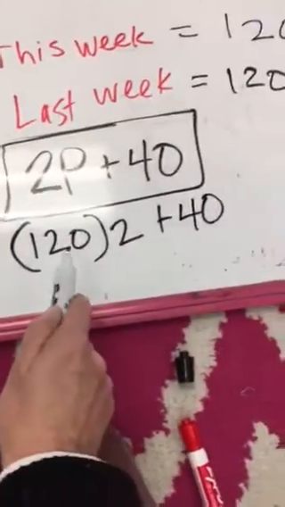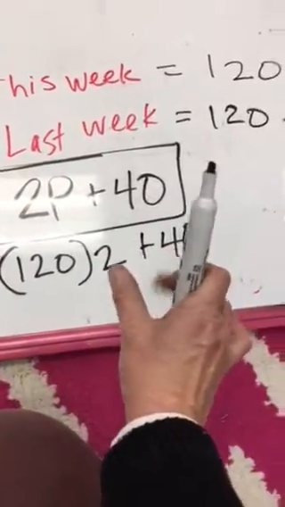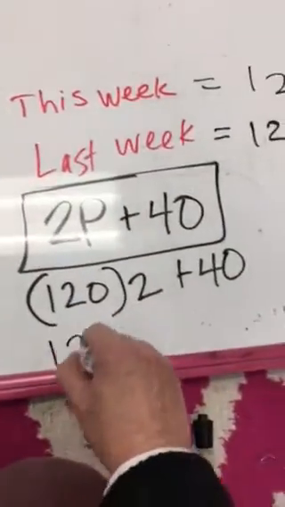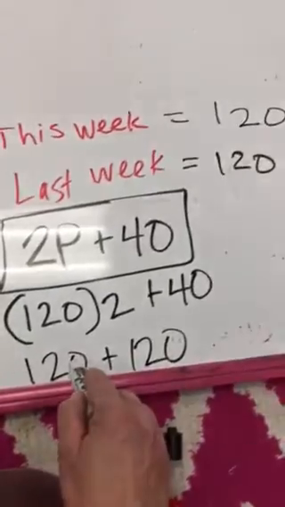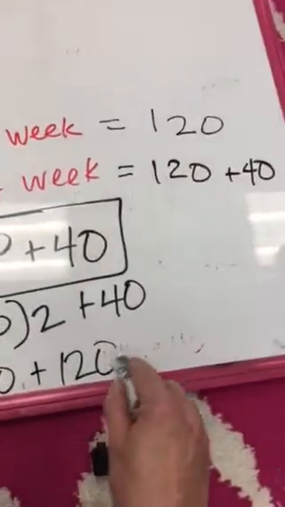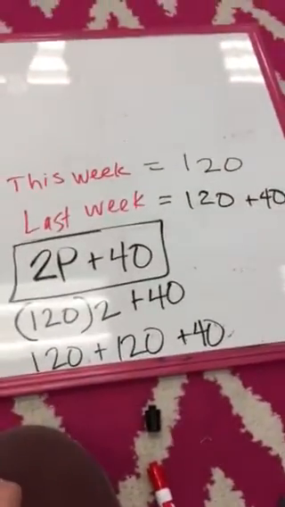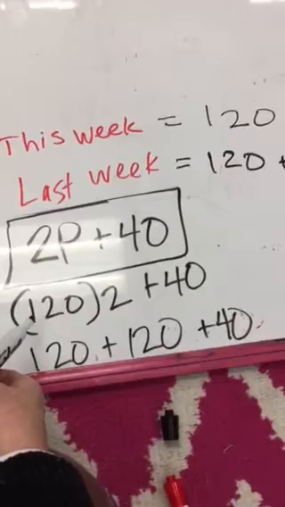So this is also written algebraically in the fact that we are trying to be efficient, because I know if I wasn't trying to be efficient, I could say 120 plus 120. This week 120, then last week 120 plus 40, and I would still come up with the same answer. However, this is an efficient numeric equation.